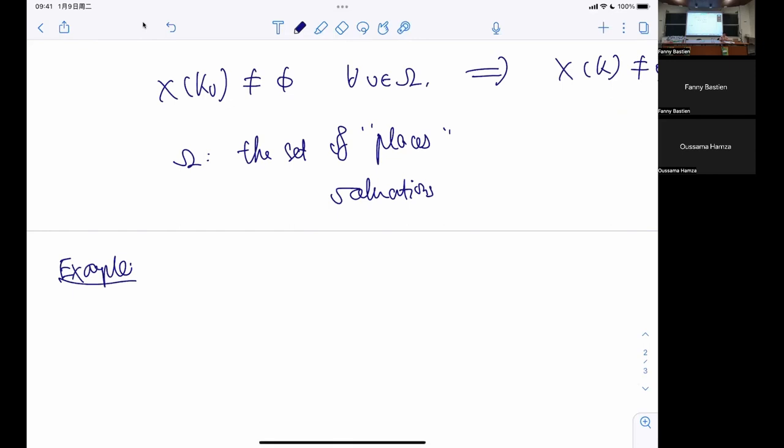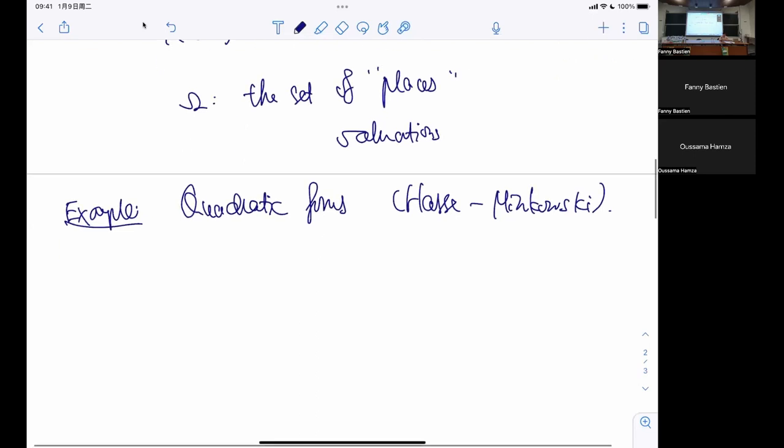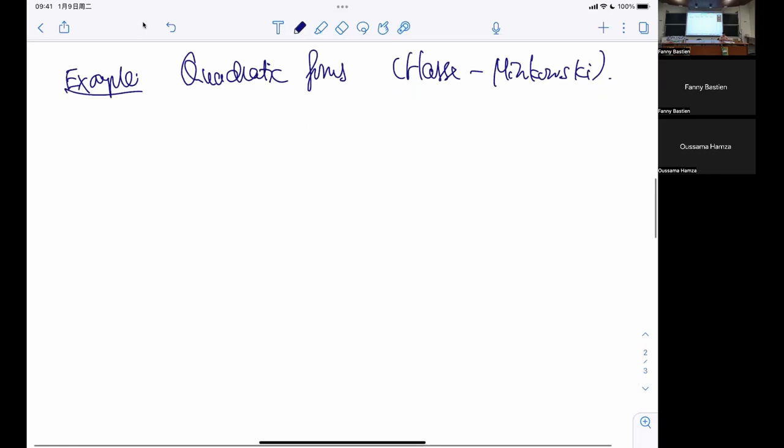The most famous example is quadratic forms. This is the Hasse-Minkowski theorem, which says that if we have a quadratic form, then we have non-trivial solutions over Q if and only if we have solutions over all of the p-adic fields and R. And actually, this is somehow the best we can hope for, because very soon we encounter counterexamples to local global principle.